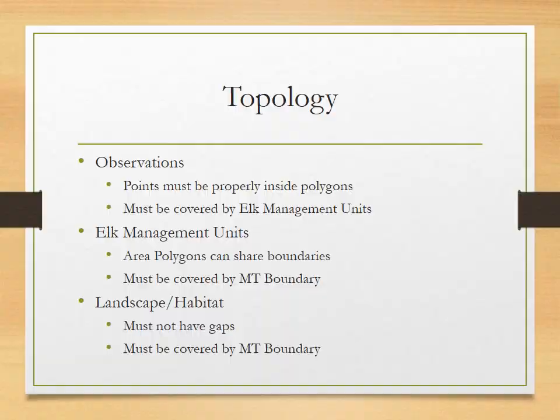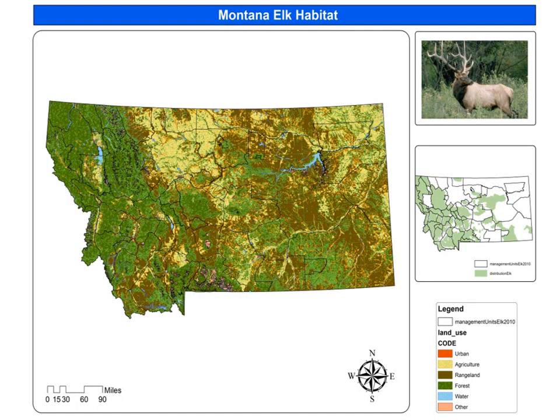by the Montana boundary. So this is just an illustration of what I meant by the habitat having no gaps. This map is filled, and it also uses those specific domains and subtypes for the habitat, including urban, agriculture, rangeland, forest, water, and other. So you can see the map is full and also has the delineation for the elk management units.